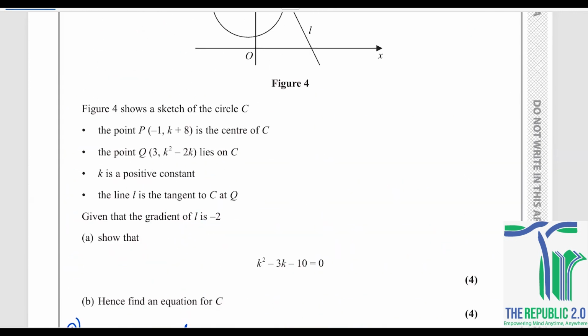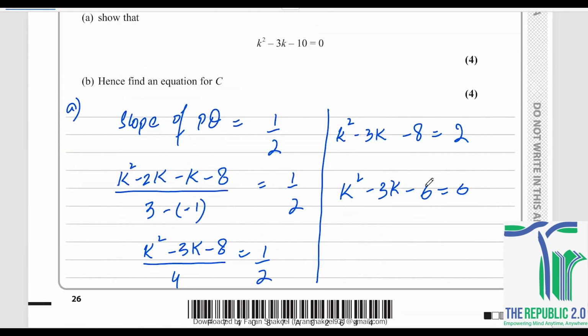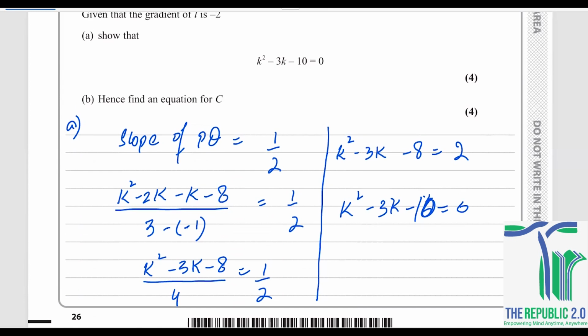So that is what I already got, right? Sorry, it has to be negative 2. It should be -10. Sorry. So you've got k² - 3k - 10 = 0 for the A part.